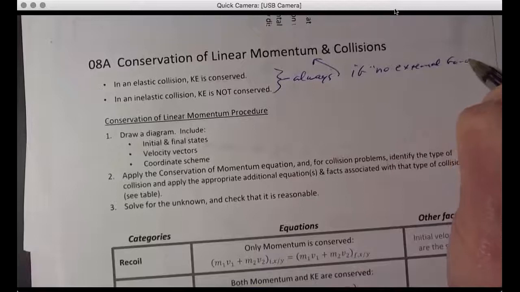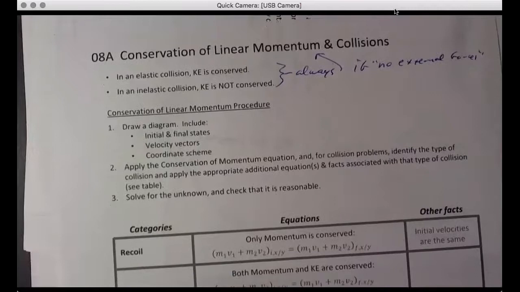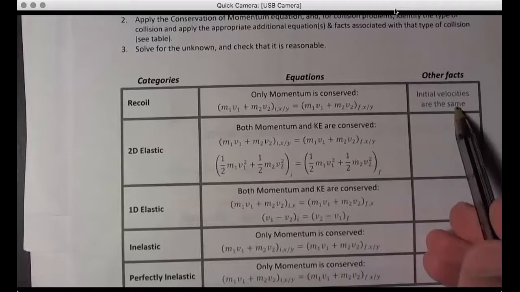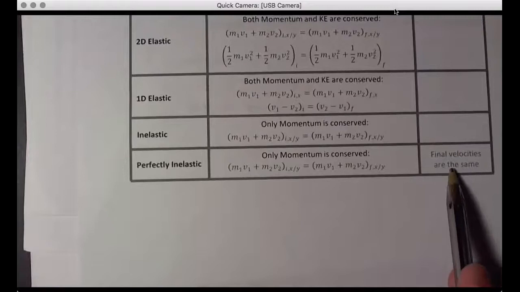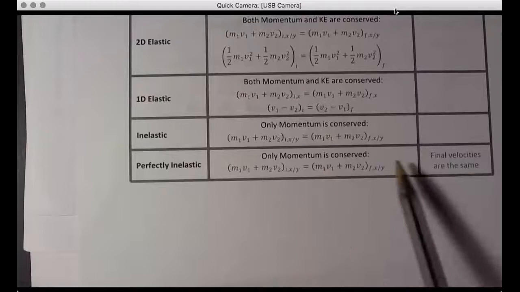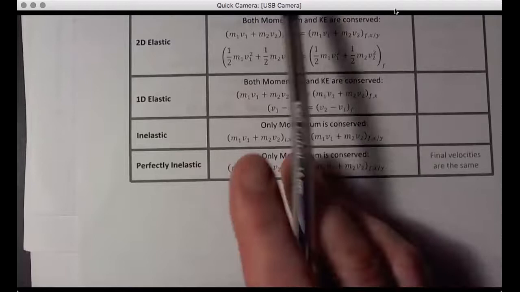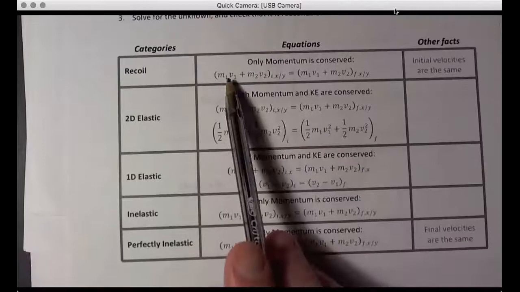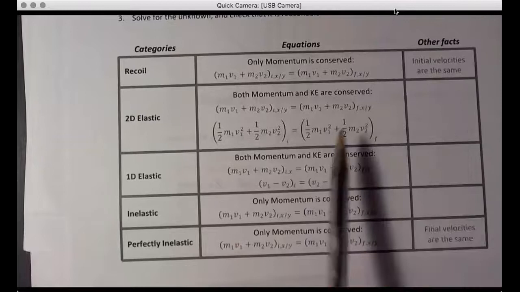And so here's your step-by-step how to do that. We call it recoil if the initial velocities are the same. We call it perfectly inelastic if the final velocities are the same. The equations you have for recoil, inelastic, and perfectly inelastic are exactly the same. Only in this case, you can set V1 final and V2 final to be the same. In this case, for recoil up here, you can set the two V initials to be the same, but it's the same equation.